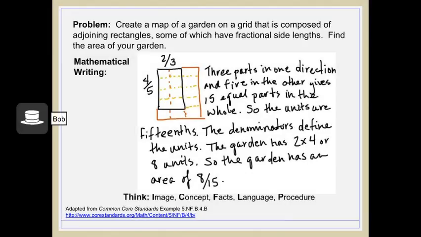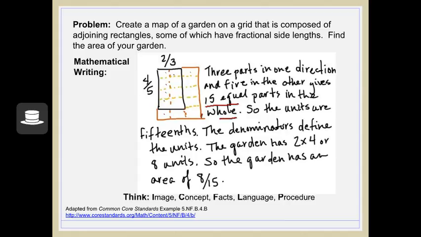Finally, here's some mathematical writing that we might expect from a student on this problem. They've chosen a simple rectangular garden of dimensions 2/3 and 4/5, excuse me. And what they're identifying in the writing here is that 3 parts in one direction and 5 in the other gives us 15 equal parts in the whole.